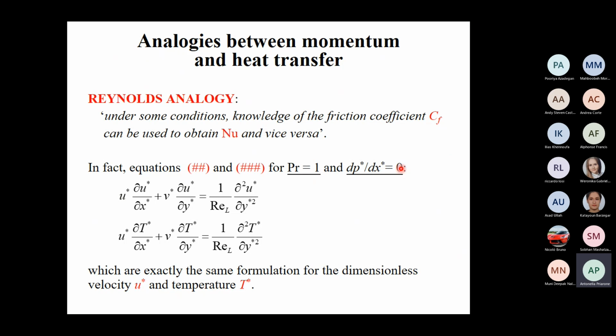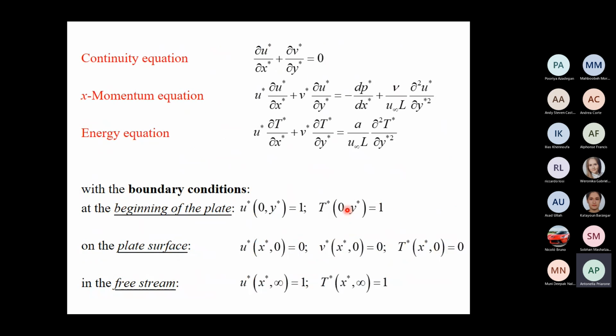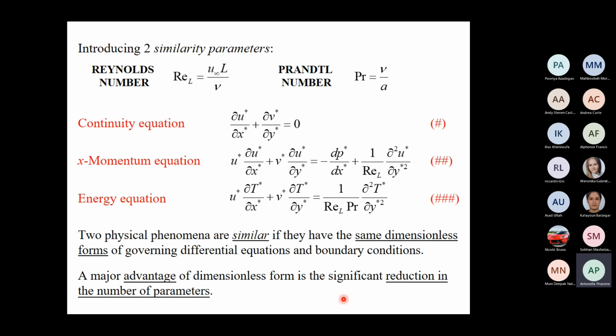So, with Prandtl number equal to 1 and derivative of pressure P star in X equal to 0, the equations are exactly the same, and also the boundary conditions are exactly the same. If you go back to the list of boundary conditions, also the boundary conditions of U star and T star are exactly the same. This one, and this one. So equation the same, boundary condition the same, solution the same.